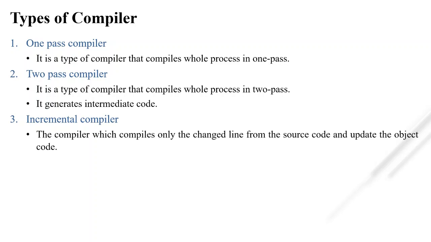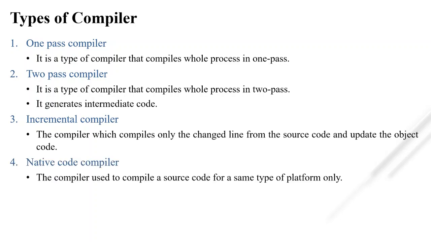The fourth one is the native code compiler. It is a compiler used to compile source code for the same type of platform only. Suppose I write the code in C, then the front end and back end of the C compiler process my source code.